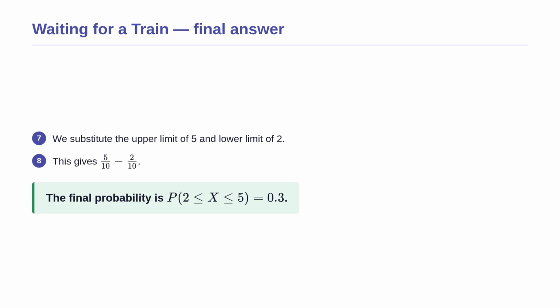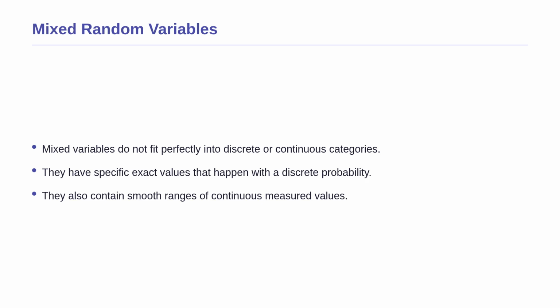We have seen discrete and continuous variables, but sometimes a random variable is a mix of both. A mixed random variable has some specific exact values that happen with a discrete probability, but it also has ranges of continuous values. Imagine a bucket outside. Sometimes it is completely empty, but when it rains, it fills up with a continuous amount of water. The chance of it being exactly empty is a discrete jump, but the amount of water it holds when it is not empty is a continuous measurement.